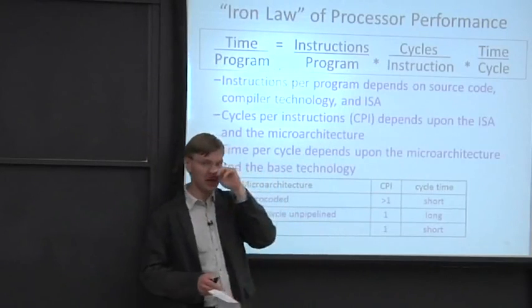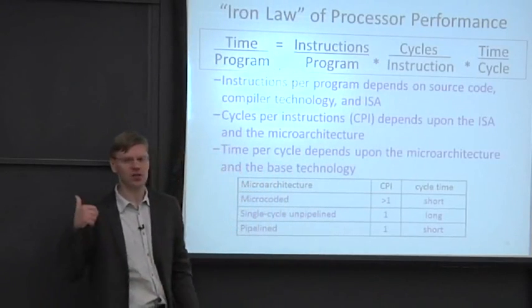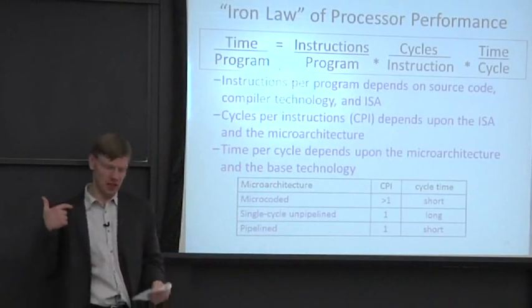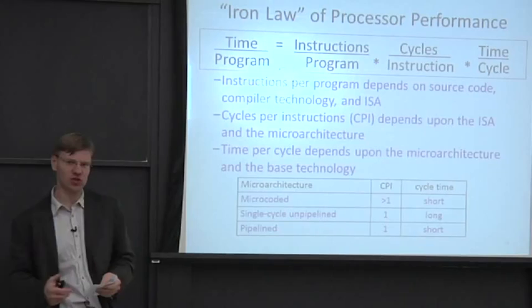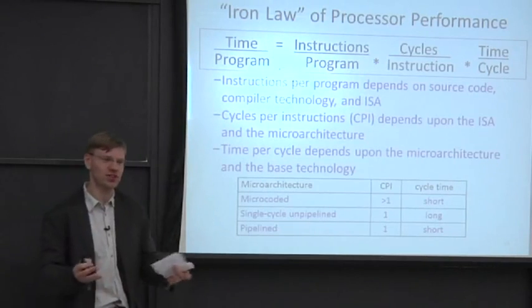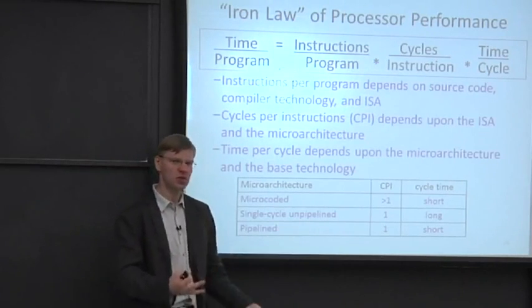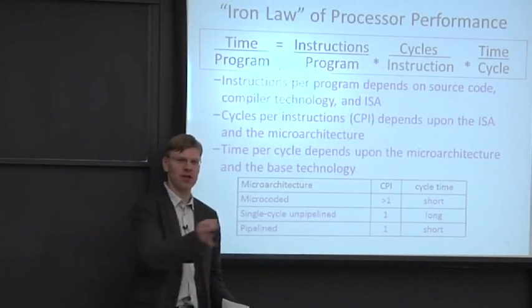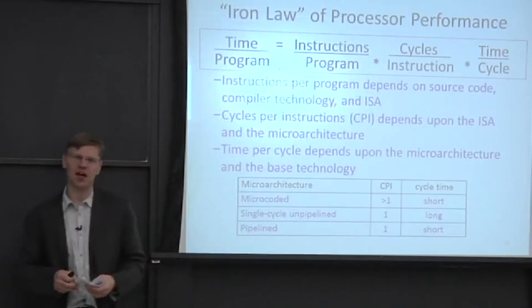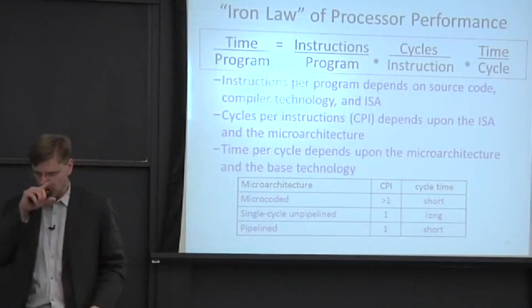And then finally, time per cycle. This is dependent on your implementation technology, or the transistor and device technology. If you have faster transistors, that will go down. It's also dependent on your microarchitecture. If you pipeline deeper, you can decrease the time per cycle.